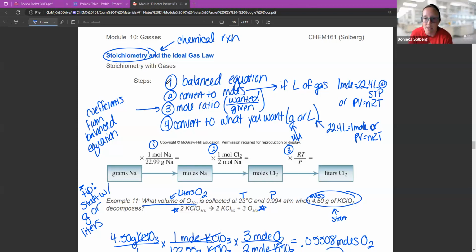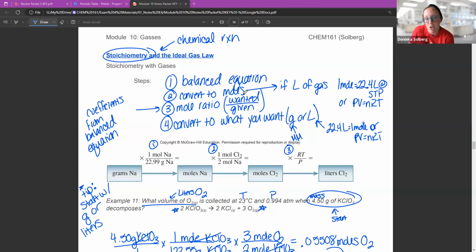So step one is to have a balanced equation. Anytime you have a chemical reaction, you need to follow the stoichiometry steps, which is to convert to moles, mole ratio, and convert to whatever it is you're trying to find. The same steps apply here, even if you're using gases. You're going to convert to moles.